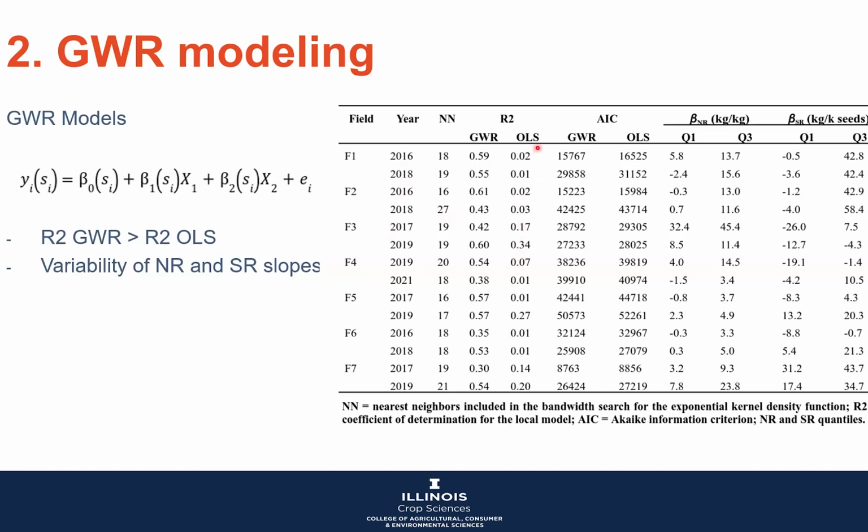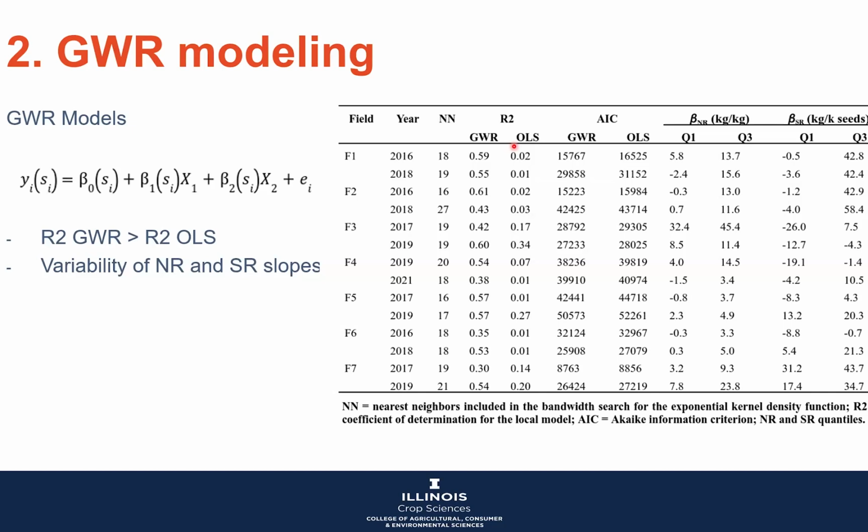Then we have two different methods. One is ordinary least squares, a traditional regression function that we apply uniformly across the field. And then here we have the same for GWR, and this is for the two variables we are working with.